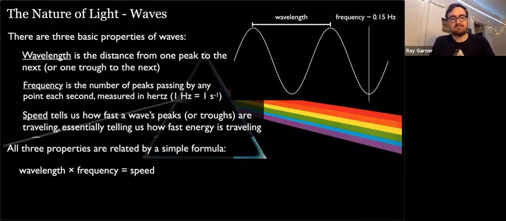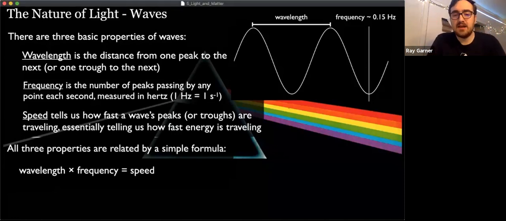We'll use nanometers. Speed also is a very important property that tells us how fast a wave's peaks or troughs are traveling, essentially telling us how fast the energy is traveling. There's also a fourth property called amplitude, so how high are the peaks and how low are the troughs. But it's less important. We won't really talk about that.